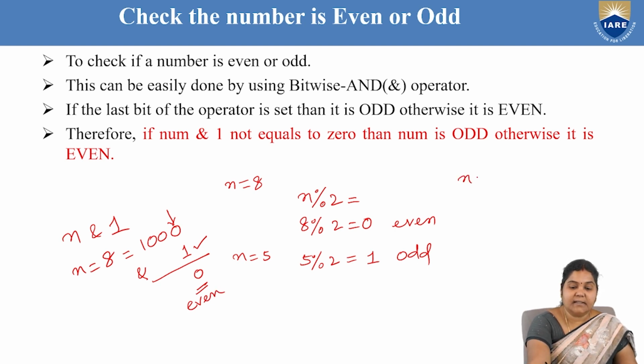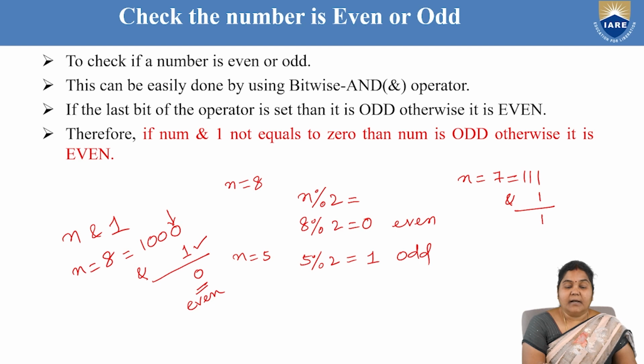But let us consider n equal to 7. So 7 is nothing but 1 1 1. If you do the AND operation with 1, what will happen? Both the bits are 1, so you will get the result as 1. So if the number AND 1 gives you 1, then you have to understand that this is an odd number. If it gives you 0, then you say that it is an even number. So instead of doing the check with the modulus operator, we can also do it with the bitwise AND operator.